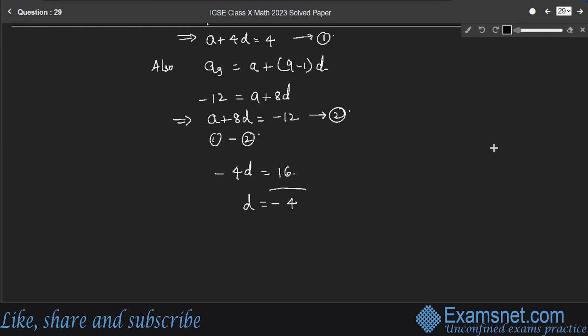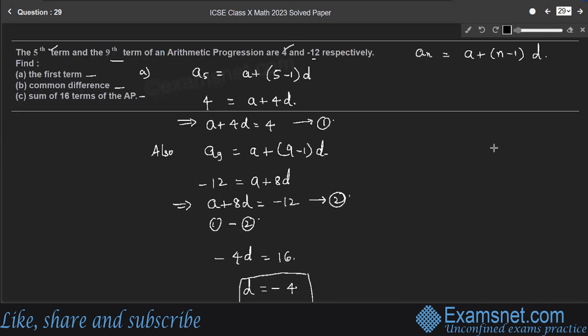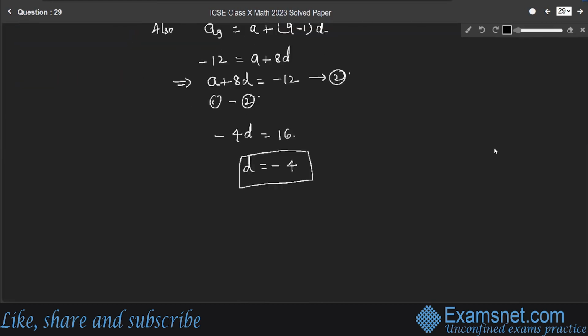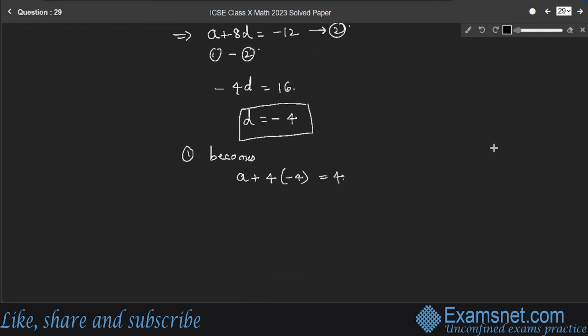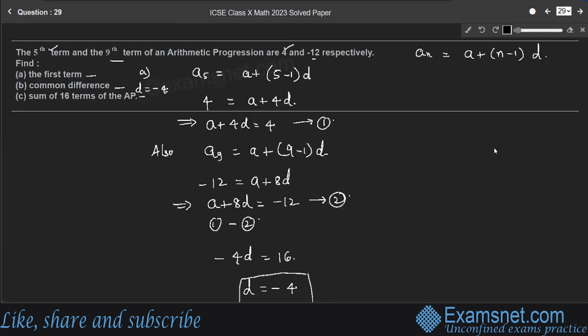d is nothing but the common difference, right? So d is minus 4. Therefore, the common difference d is equal to minus 4. We need the first term, that is the value of a. Substitute the value of d in any of the equations, 1 or 2. So equation 1 becomes a plus 4d. So a plus 4 into the common difference, minus 4, is equal to 4. That means a minus 16 is 4. Therefore, a is equal to 4 plus 16, 20. So the first term is 20, right? So the first term a is equal to 20.